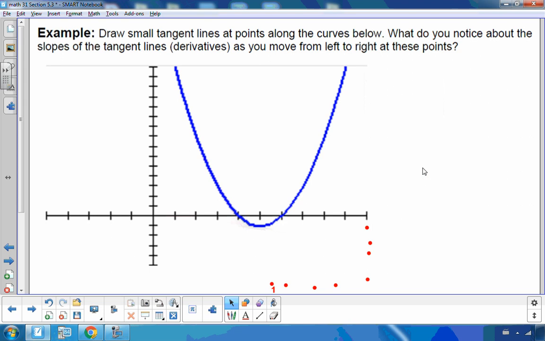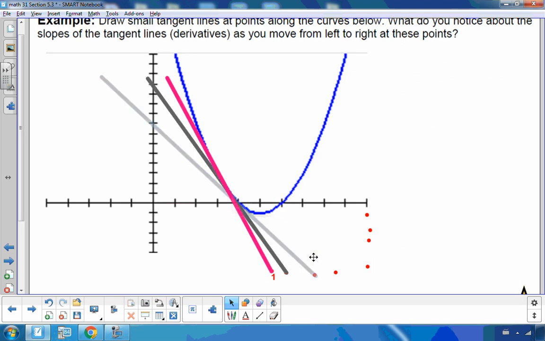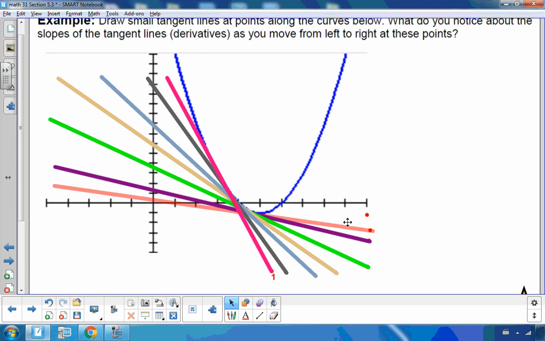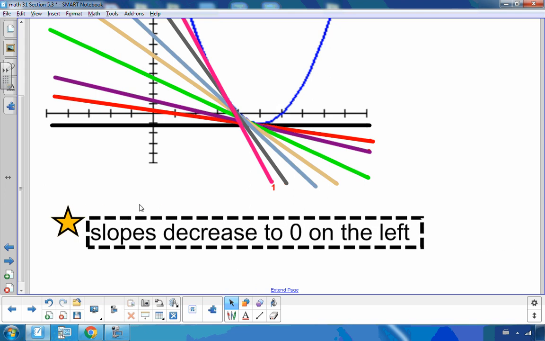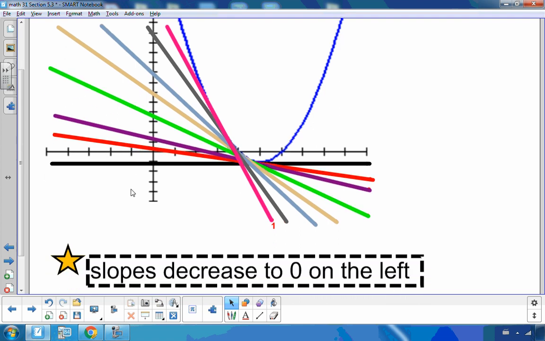So let's say we want to draw tangent lines as I move across the curve and see what is happening. If I pick this parabola and I start drawing some tangent lines, like right there would be a tangent line, it's pretty steep. And as I move along here, do you notice that the tangent lines are getting less and less steep? The slopes are decreasing until they reach a slope of 0. So on the left-hand side, slopes decrease to 0. We started out really steep and we decreased all the way down to 0.